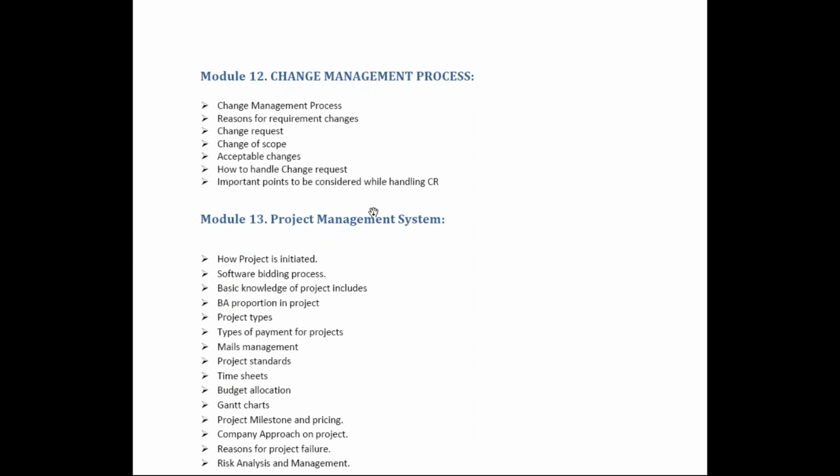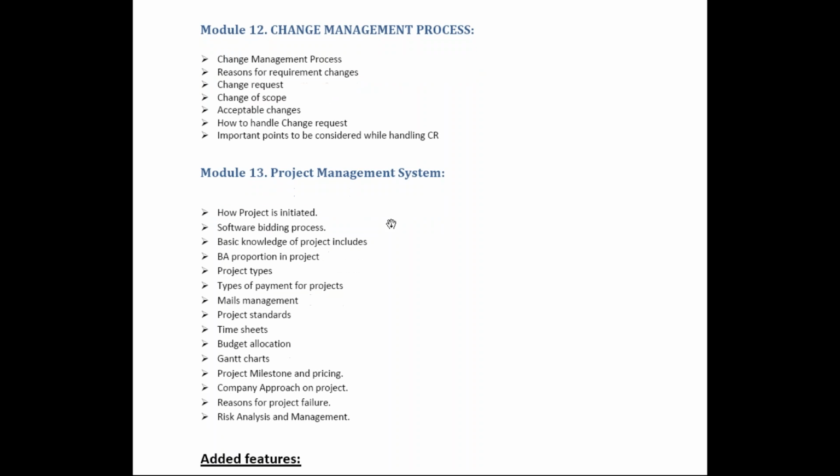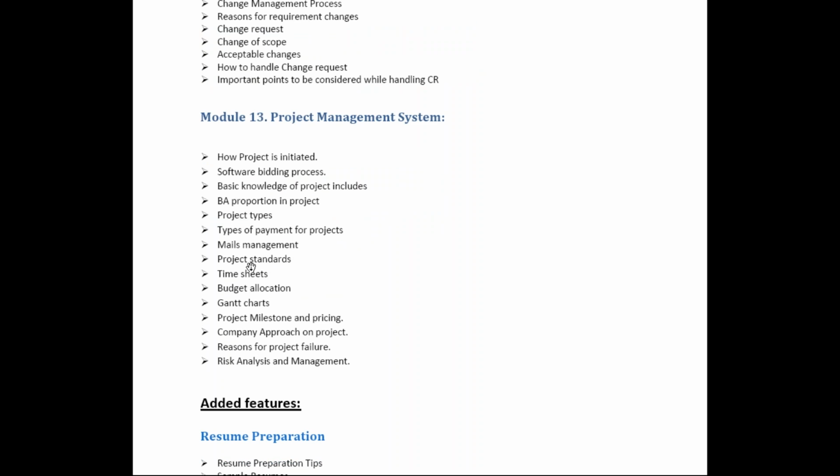In module 13, I am going to explain the project management system. Here I will explain how a project is initiated and how the software bidding process is done, and the basic knowledge of projects: the BA's role in a project, project types, types of payments, mails management, project standards, timesheets and budget allocation, Gantt charts, project milestones and pricing, company approach on projects, reasons for project failure, and how to do risk analysis and management.